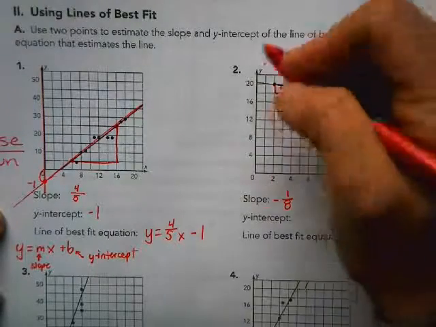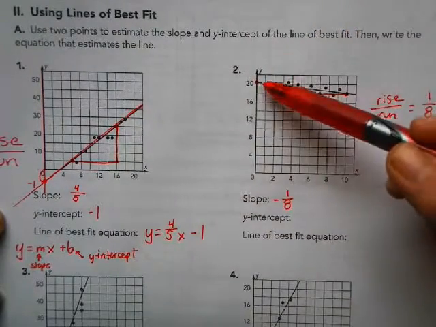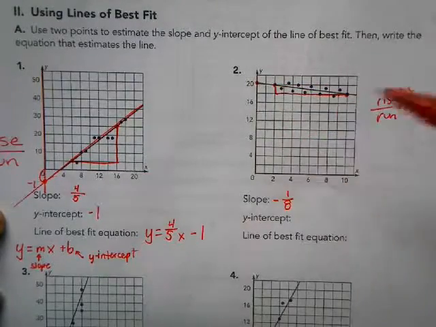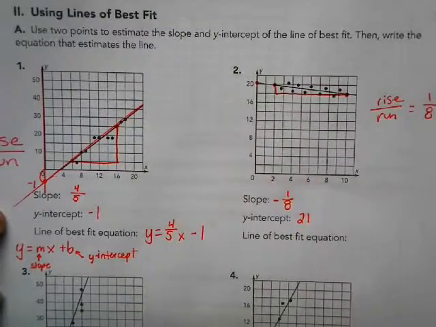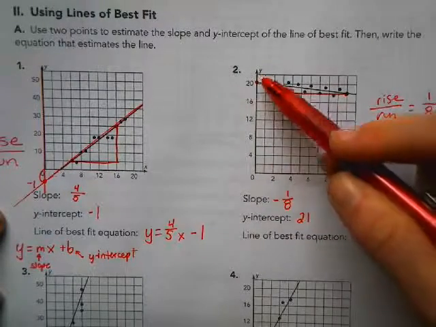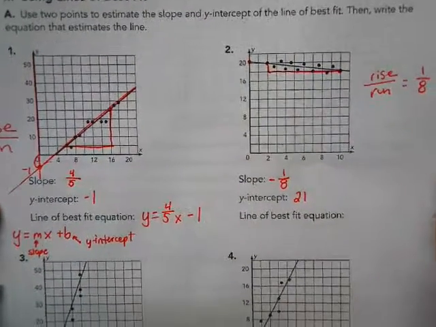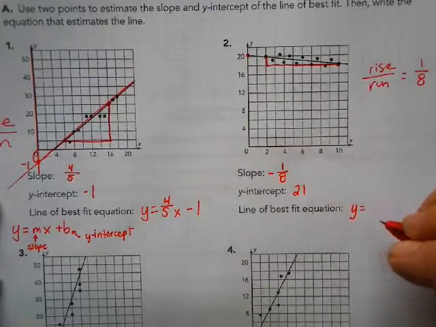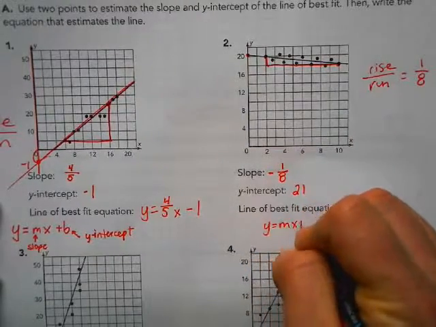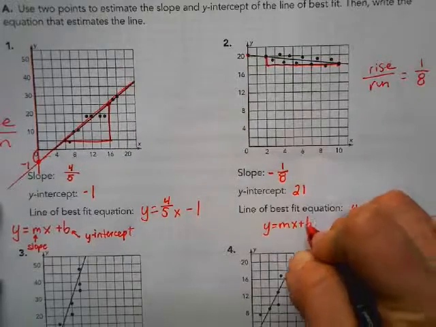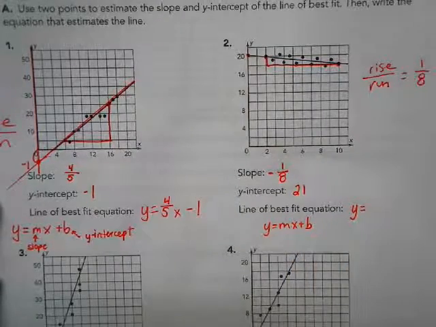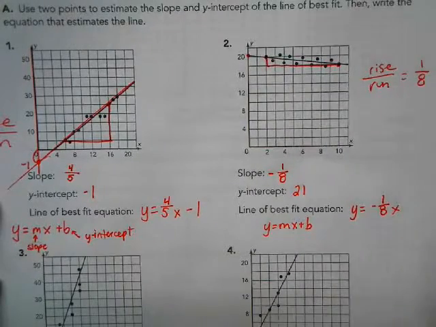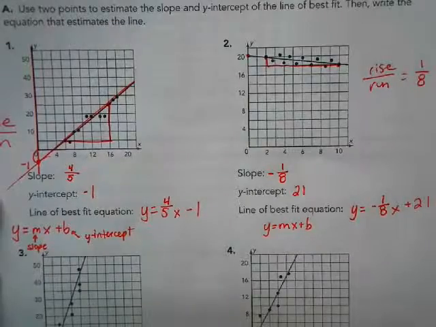And our y-intercept is where the line crosses the y-axis, and we can see it in this one. It's right above 20, so I'm going to say that it's 21. And it's positive, right? Because it's above the 0. And the line of best fit equation is y equals, so just remember, if you need to write this every single time, do it, so you know you're putting your values in the right place. y equals our slope, negative 1/8, x plus 21.